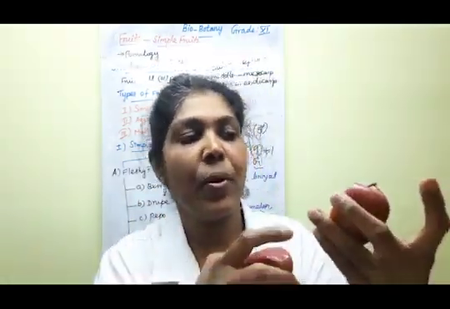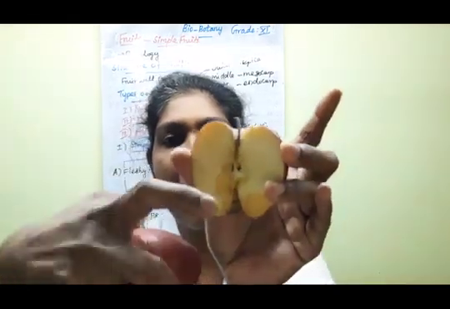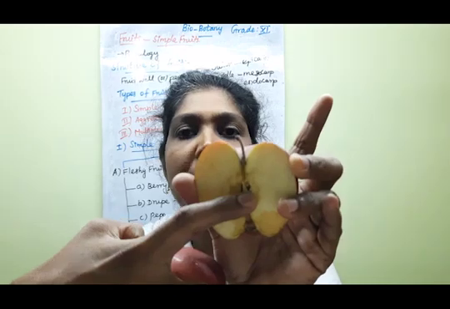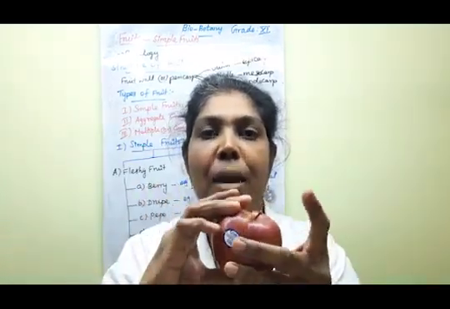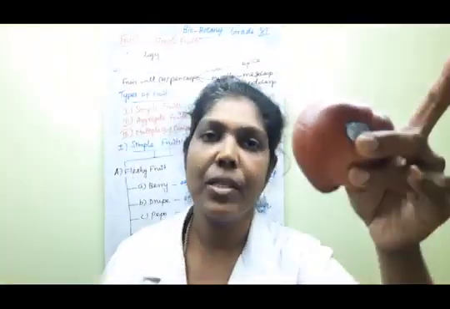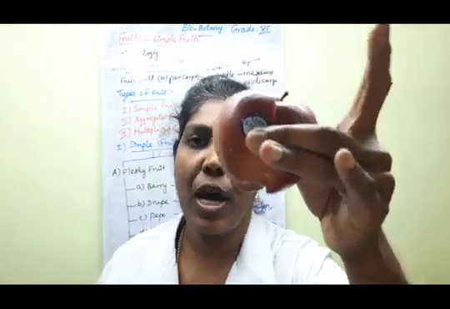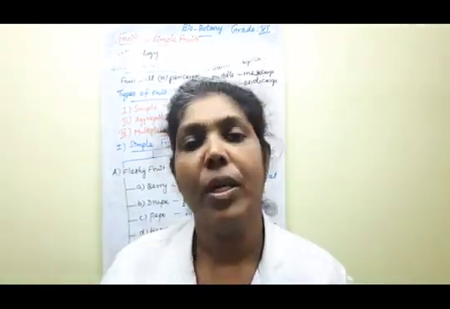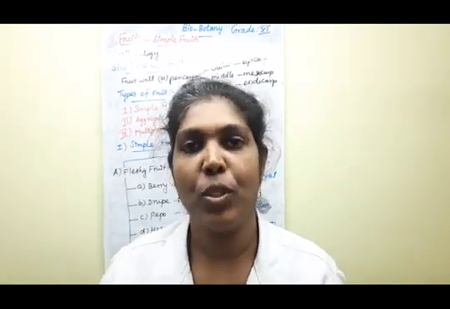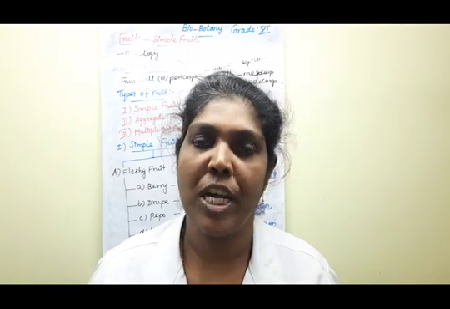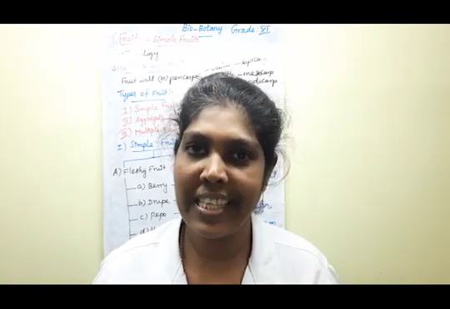Clear? If we look minutely at this, inside this region there is some cartilaginous endocarp. So this is one of the good examples of a pome type of fruit. Clear, children? Say yes or no? Yes, good. So the best example is the apple, and one more good example is the pear. These are the fruits that come under the pome type of fleshy fruit. Understood? Say yes or no?